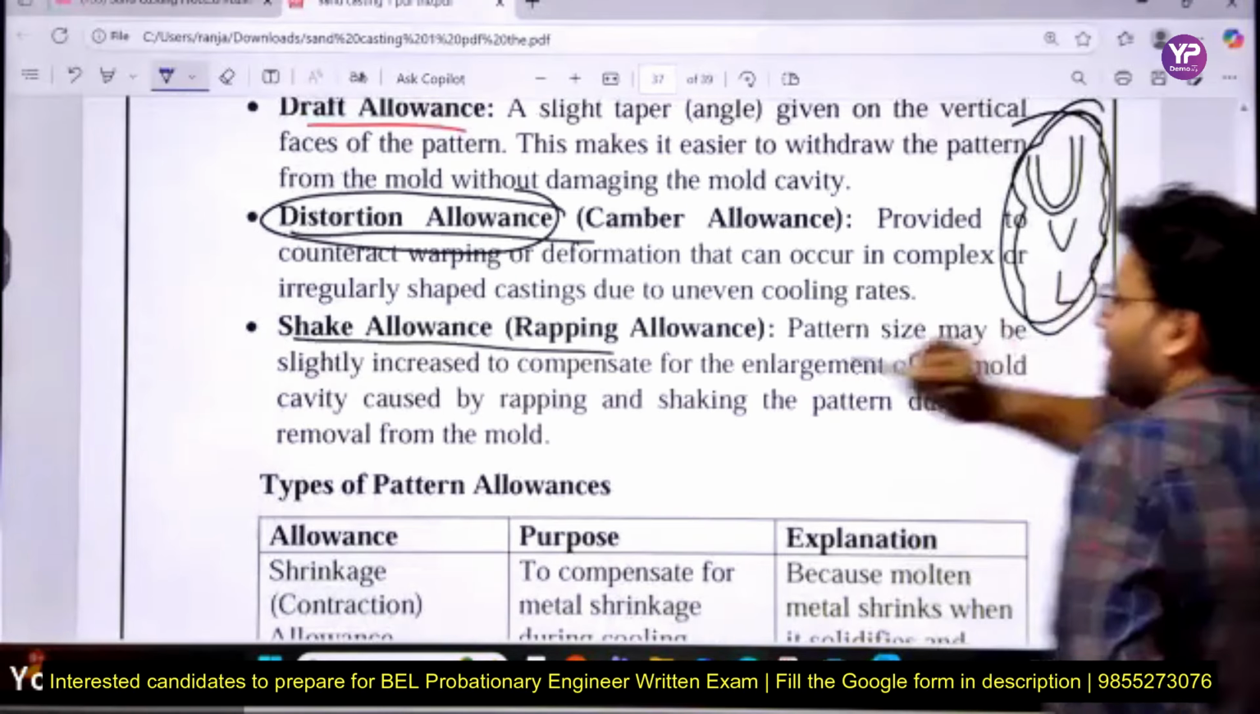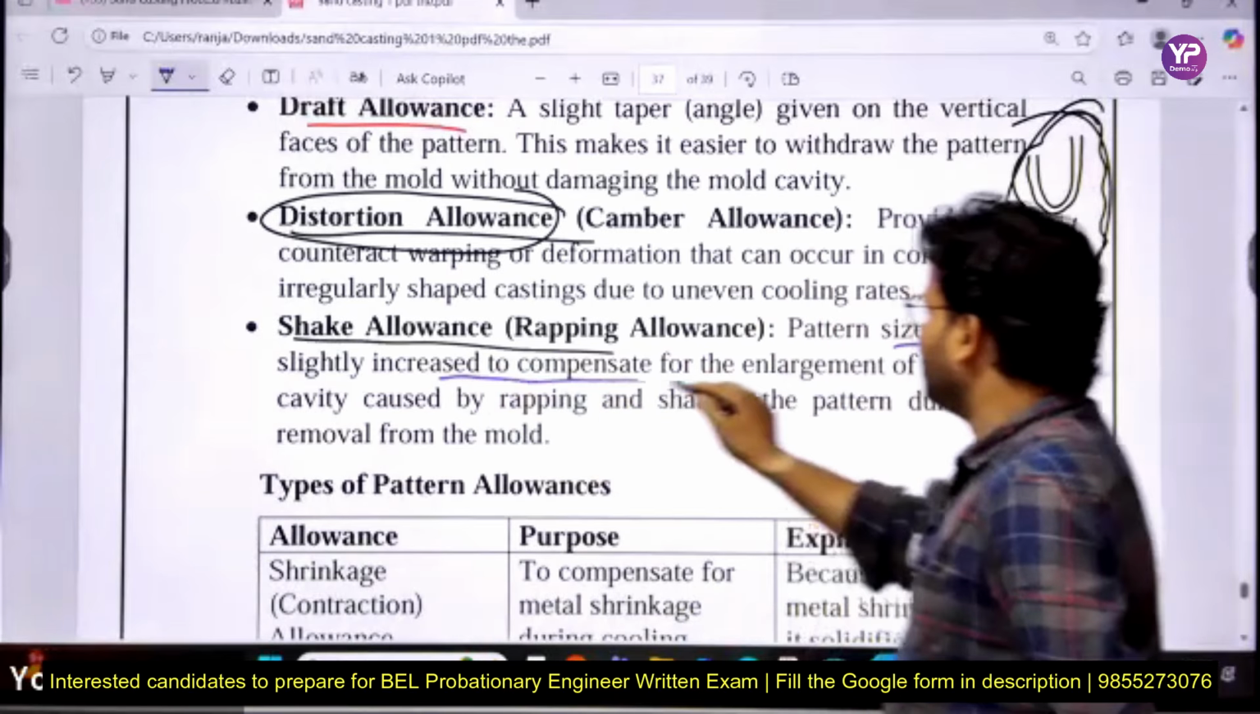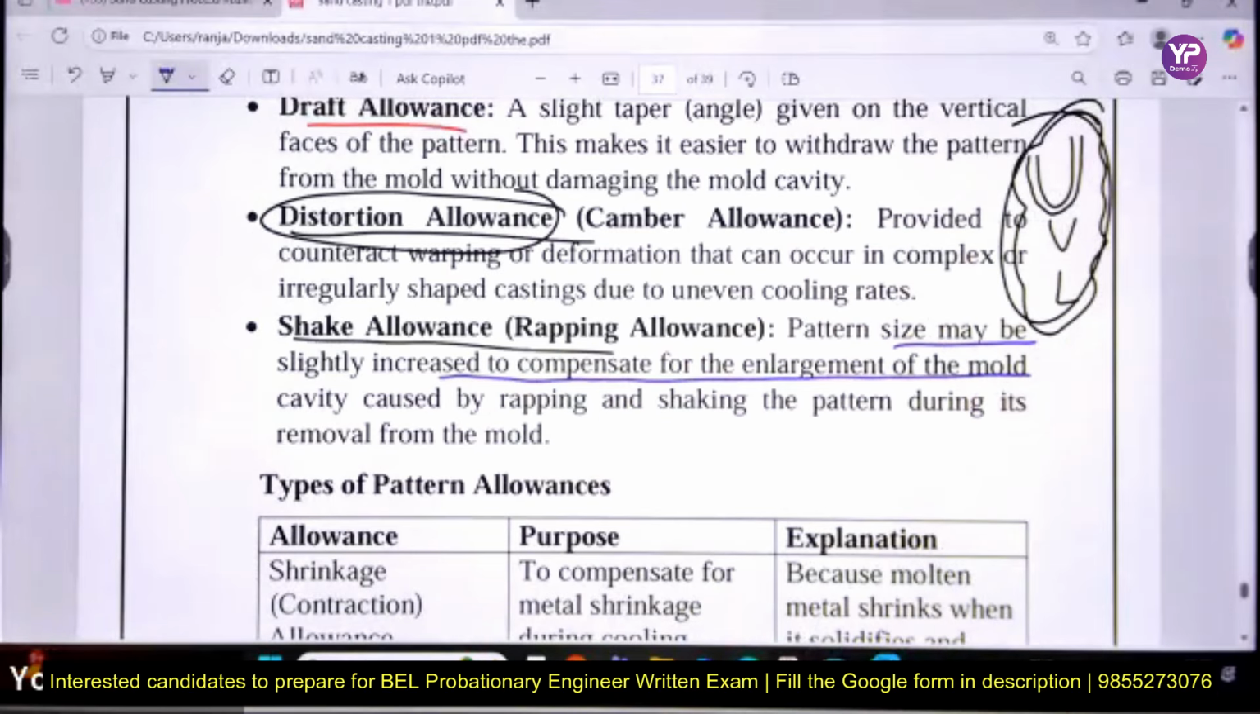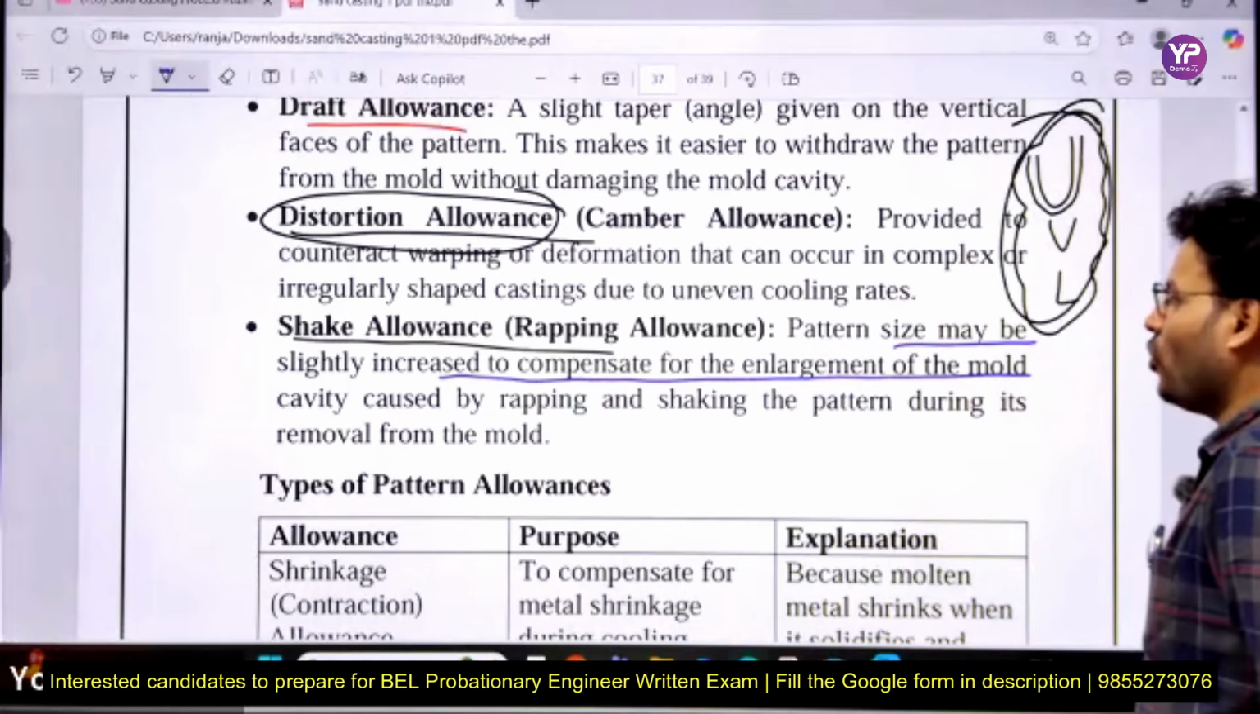Kelvin's wrapping. Pattern size may be slightly increased to compensate for the enlargement of the mold cavity caused by wrapping and shaking the pattern during its removal from the mold.